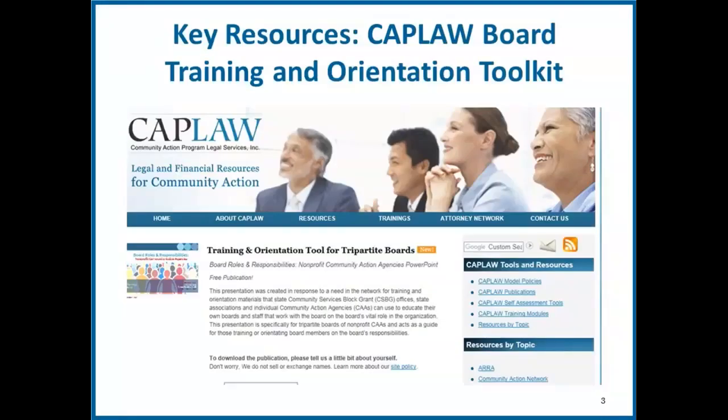Just to review what we talked about last time and a few of the resources that are key to this presentation, a lot of these materials came out of a resource that was developed with CAPLAW. The Community Action Partnership worked with CAPLAW, our legal services national partner, and they developed this board roles and responsibilities training series. There are a lot of slides in the presentation itself, but it can be split up to be used in different pieces with your board.